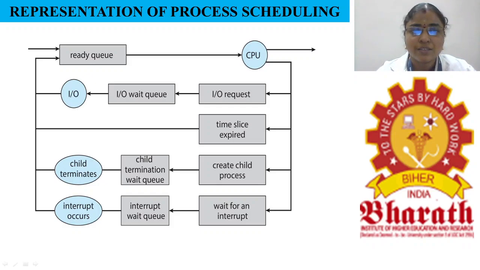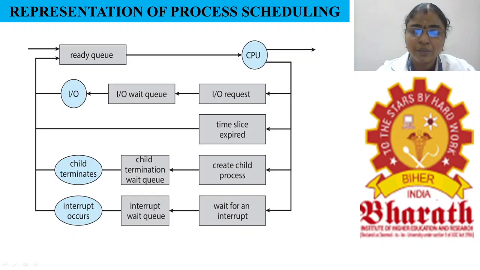These are all considered as the resources here. And these rectangular boxes represent the queues generally. So here the ready queue contains all the processes. The CPU is allotted to the first process, and the process is in execution.